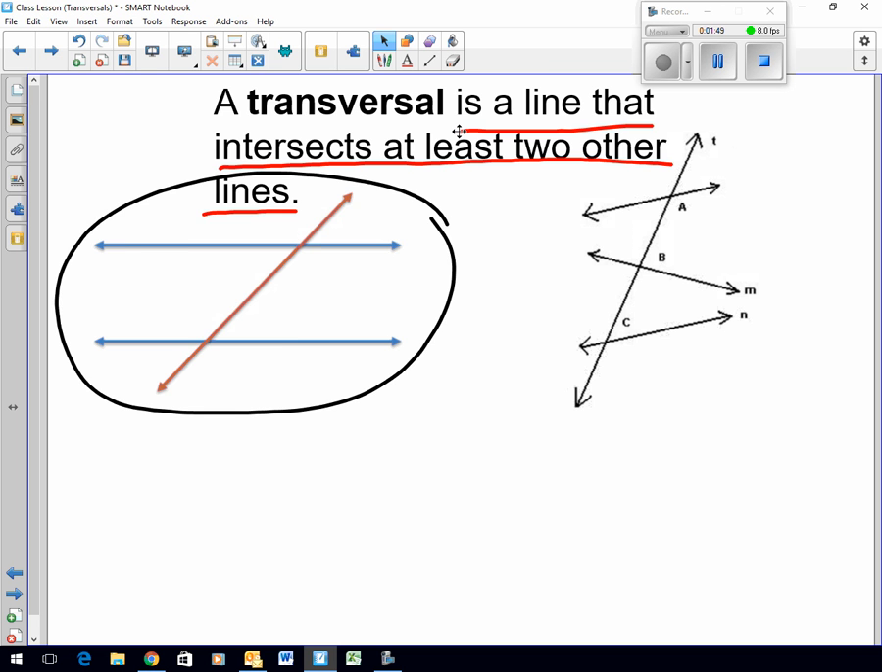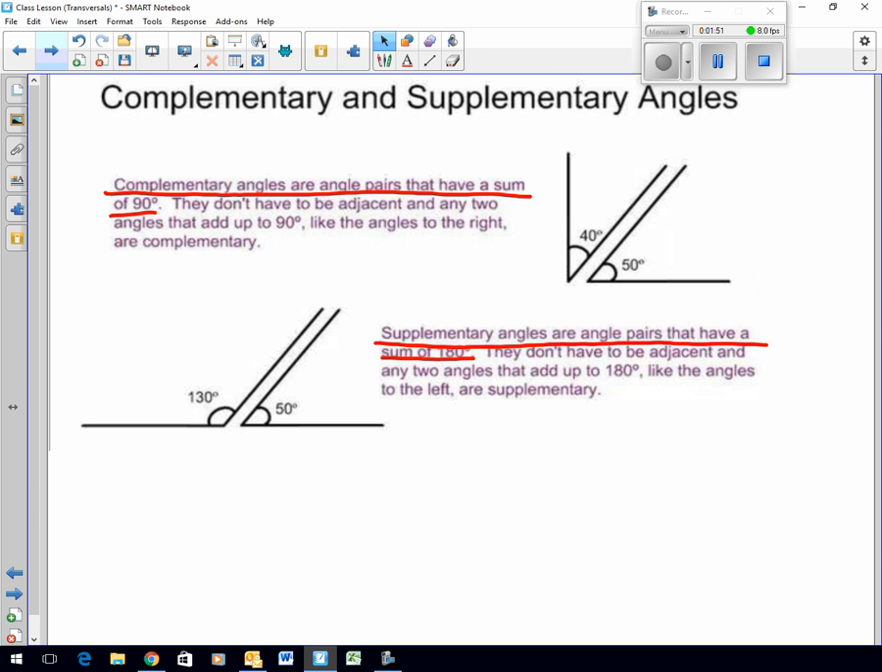First thing that happens, we get complementary and supplementary angles. You don't even need to write it down because you've already written it down today in the warm-up. Make sure you got it written down. Complementary angles are angle pairs that have a sum of 90 degrees. Supplementary angles are angle pairs that have a sum of 180.